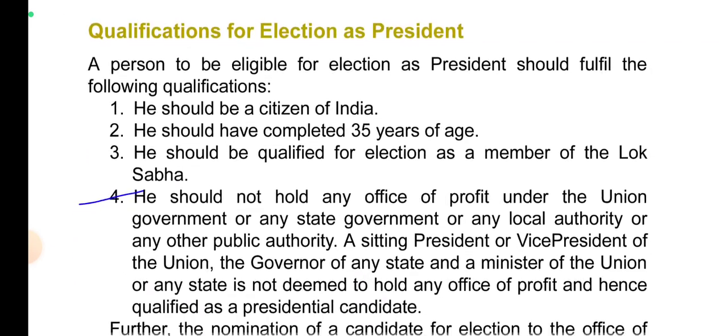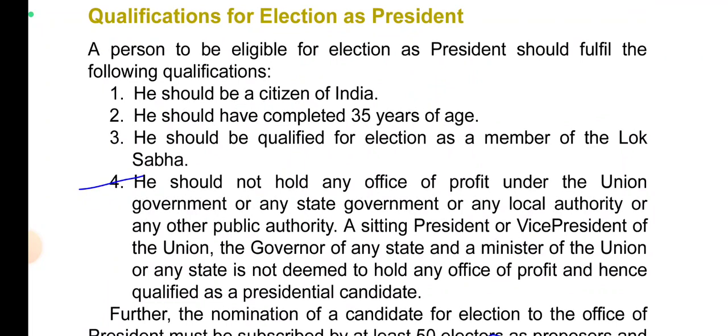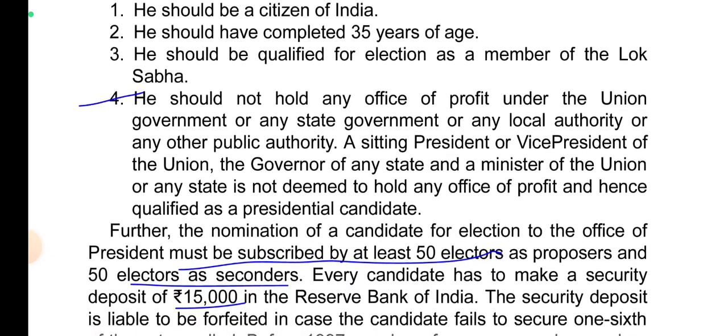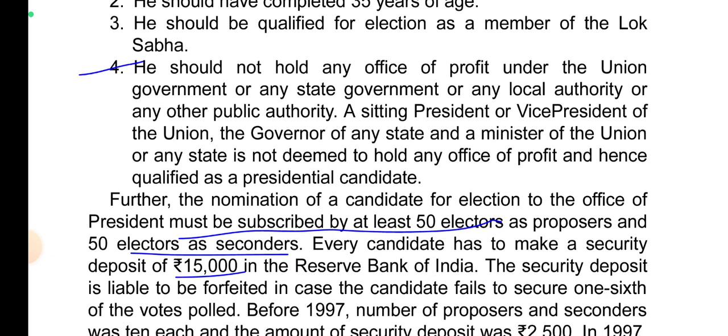Qualifications, oath and conditions. Qualifications for election as president. A person to be eligible for election as president should fulfill the following qualifications. He should be a citizen of India. He should have completed 35 years of age. He should be qualified for election as a member of the Lok Sabha. He should not hold any office of profit under the union government or any state government or any local authority or any other public authority. A sitting president or vice president of the union, the governor of any state, and a minister of the union or any state is not deemed to hold any office of profit and hence qualified as a presidential candidate.